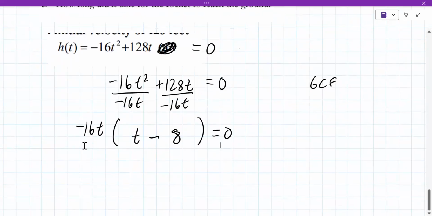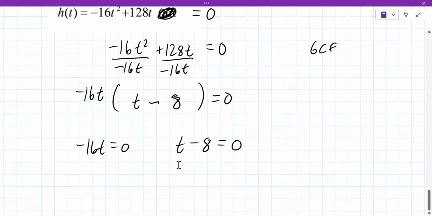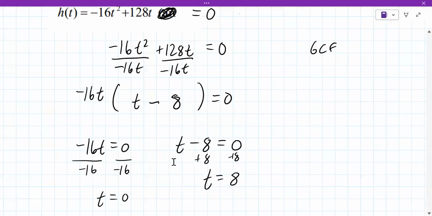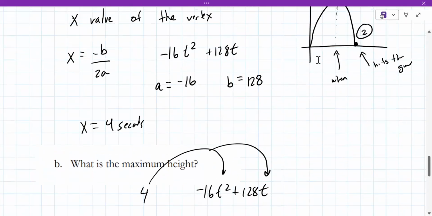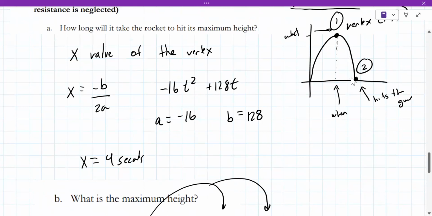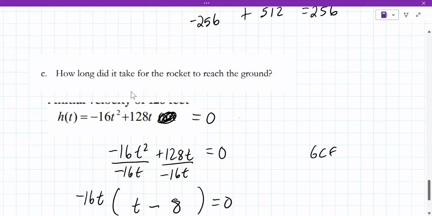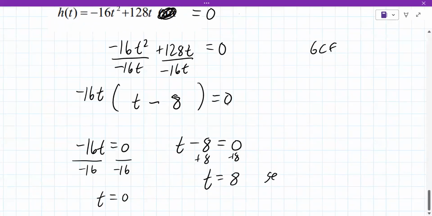So you have to set each of these equal to zero: negative 16t equals zero, and t minus 8 equals zero. The one on the right will be a little easier: add 8 to both sides. The one on the left maybe looks difficult, but you're dividing by negative 16, and that becomes zero. And you might wonder, what do you mean by zero? Well, this one starts at the origin, fires up, and comes crashing down 8 seconds later. So how long did it take for the rock to hit the ground? t equals 8 seconds.